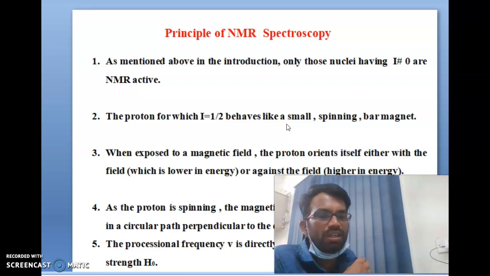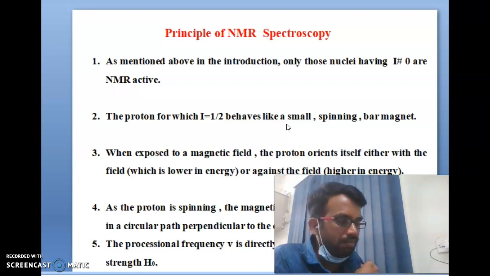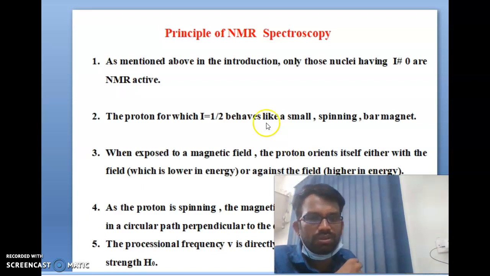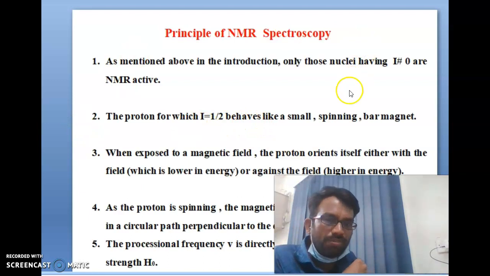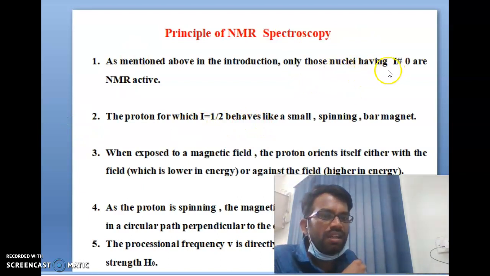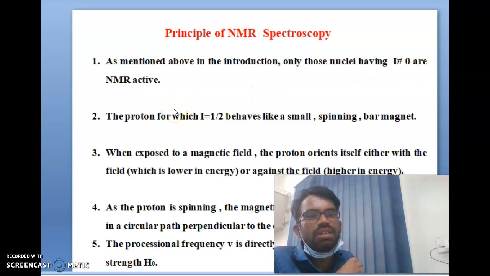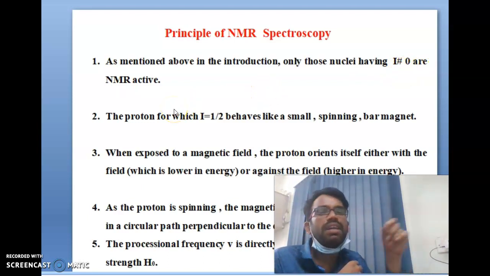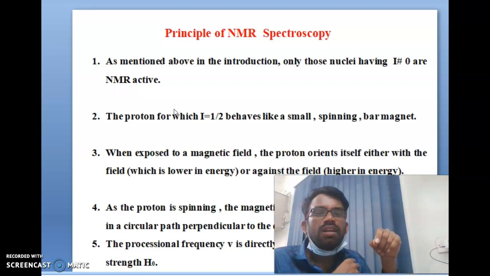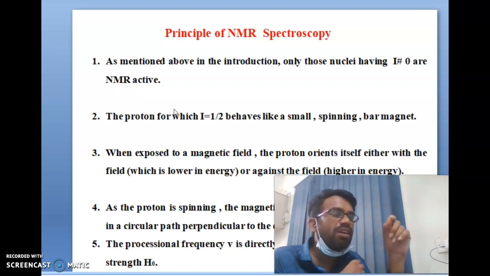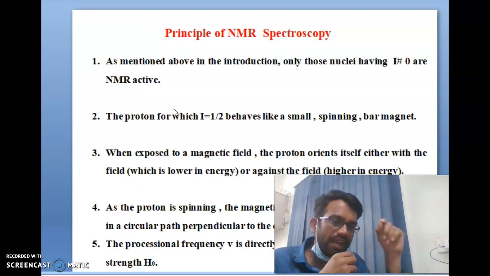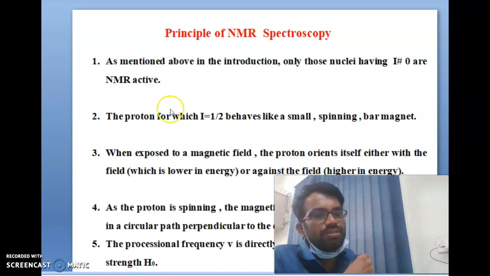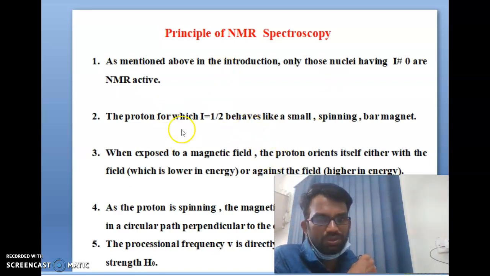This is also very important. What is the main mechanism of NMR spectroscopy? What is the principle of NMR spectroscopy? As mentioned in the introduction, a nucleus with I not equal to 0 is NMR active. Suppose I is equal to 0, then it is NMR inactive. If I is not equal to 0, then it is NMR active, and such compounds can be studied by NMR spectroscopy.